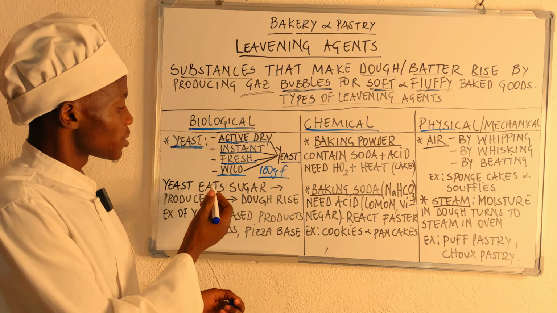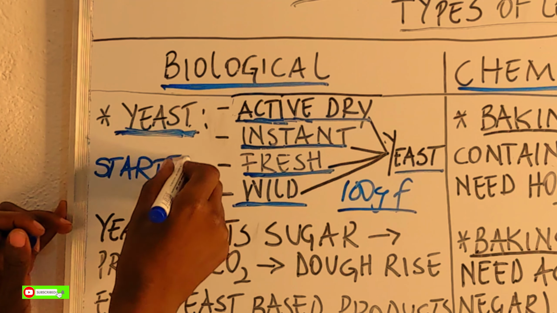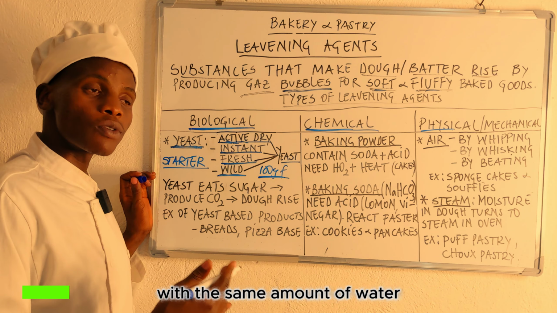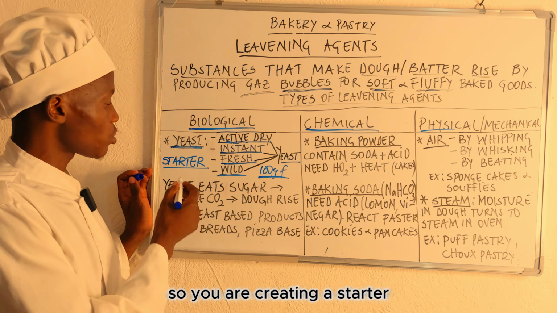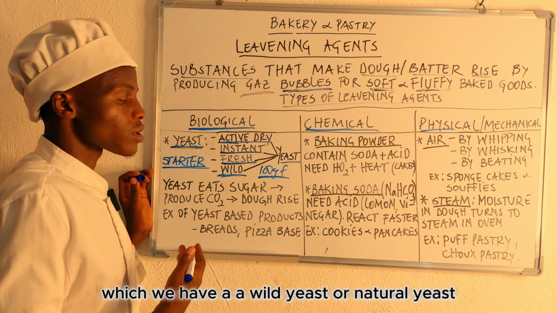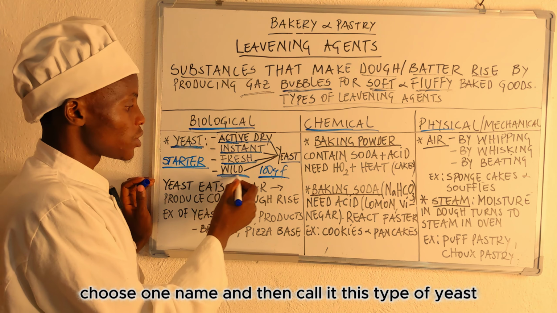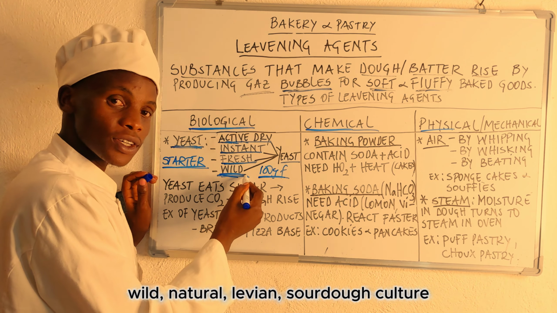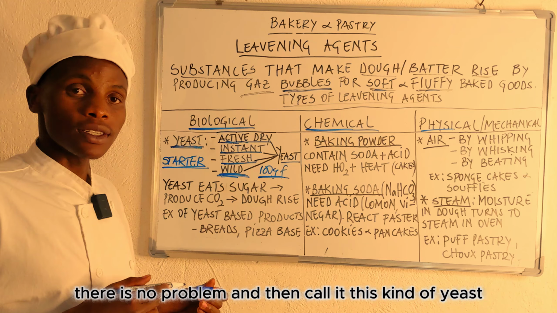Sourdough starter. Make sure that you are using the same amount of flour and water. Mix it and then let it sit for several days. So you are creating a starter which will have wild yeast or natural yeast. You can call it wild yeast, it depends on your choice. Choose one name and call this type of yeast: wild, natural, levain, sourdough culture. Pick one name, there is no problem.